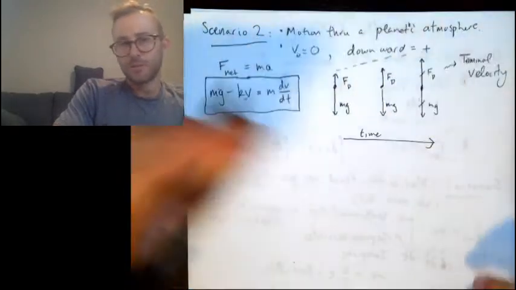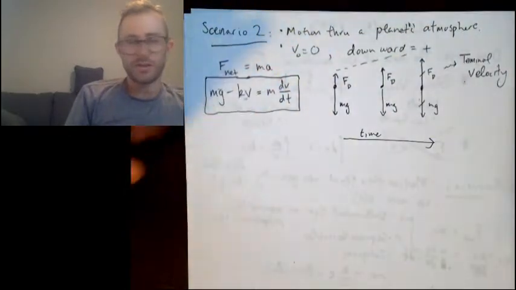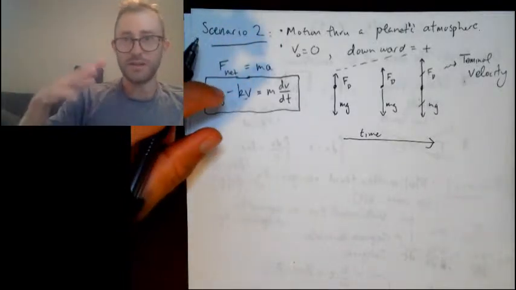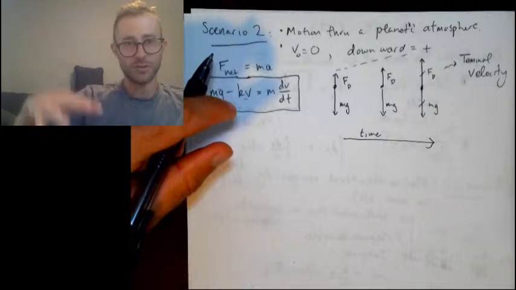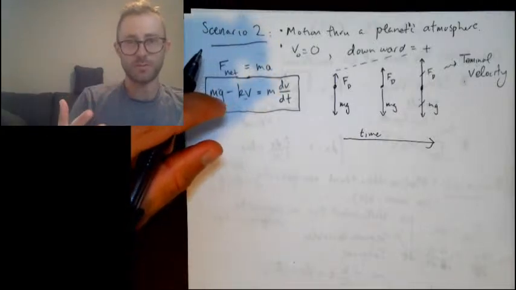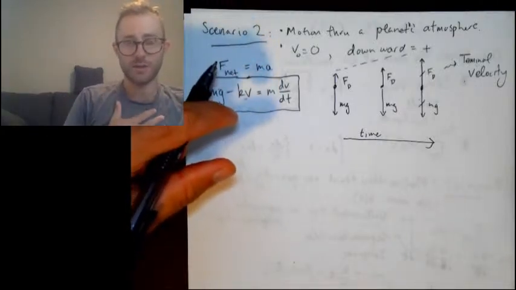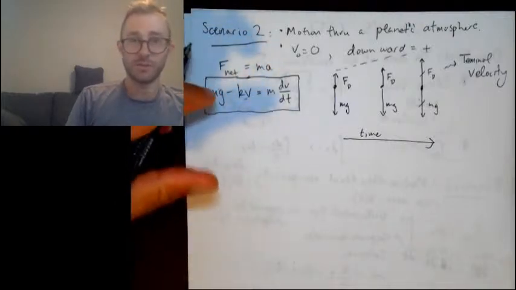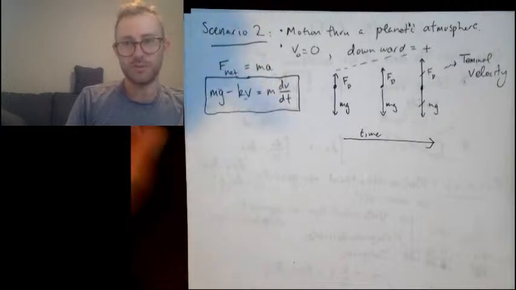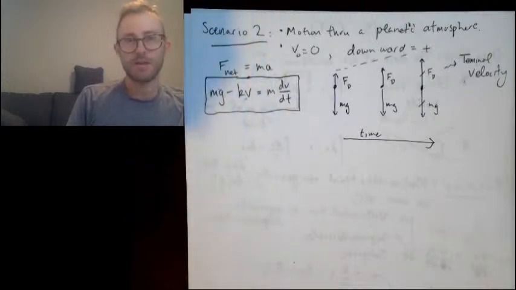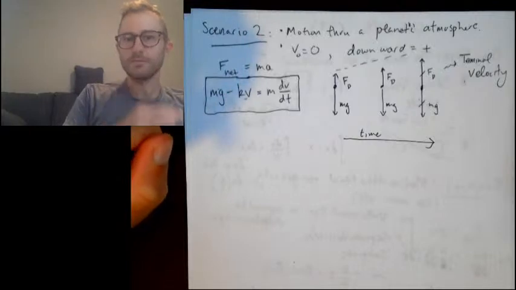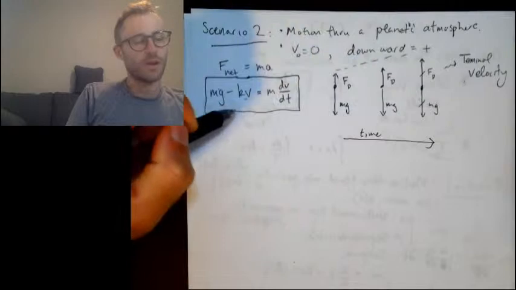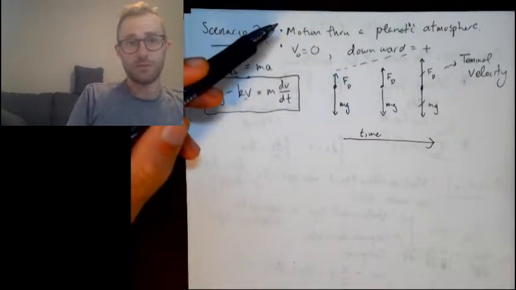Because the Earth has an atmosphere, you do not accelerate indefinitely. The faster you go, the more drag force and air resistance pushes back against you, and eventually you'll reach a maximum falling speed, okay? So there's a limit to how fast you fall.